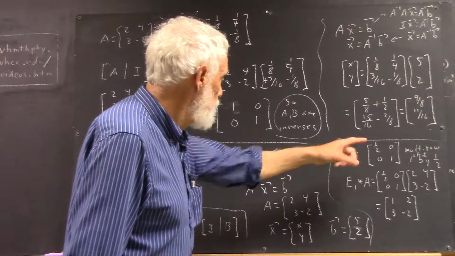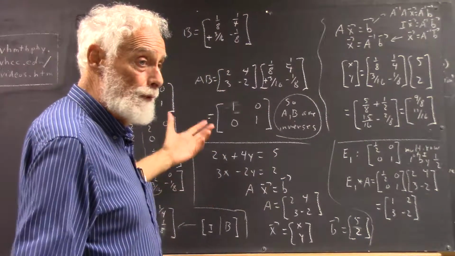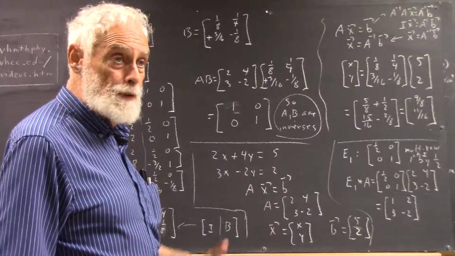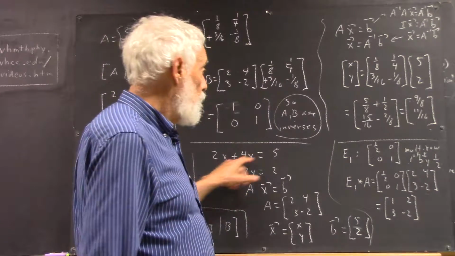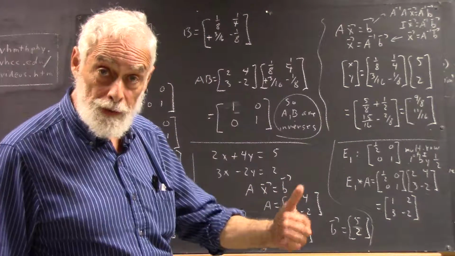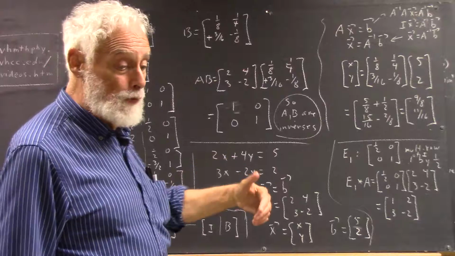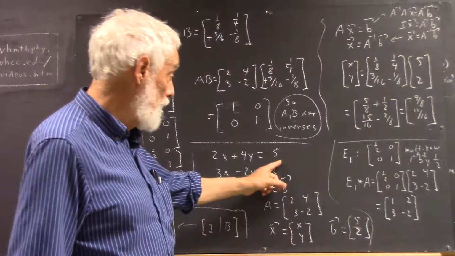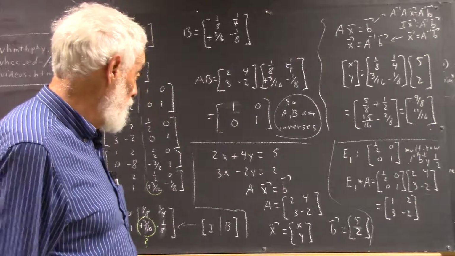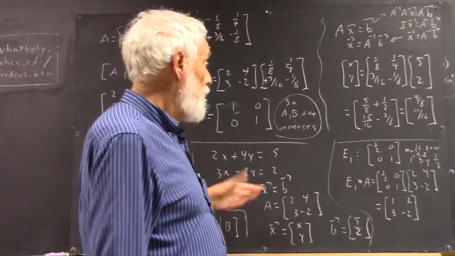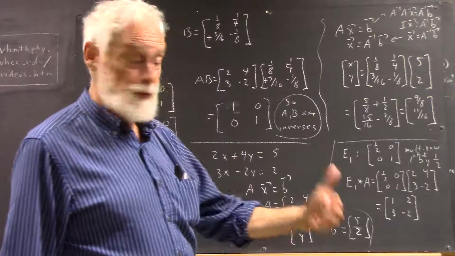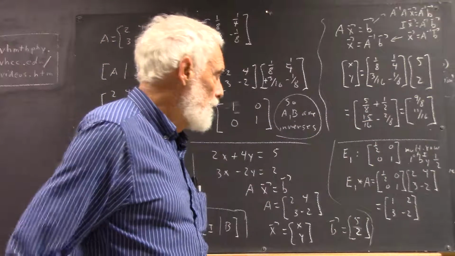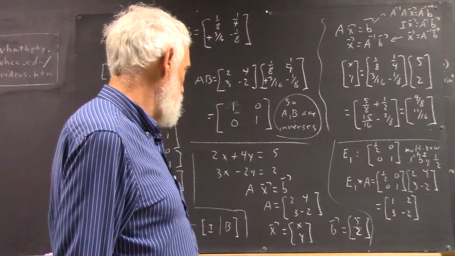Then we plug these numbers back in here, and everything works out. 2 times 9/8 is 18/8, which is 36/16. 4 times 11/16 is 44/16. 36 and 44 is 80, so we get 80/16, and lo and behold, 16 goes into 80 5 times. So that's verified. And then 3x, 3 times 9/8 is 27/8. Negative 2 times 11/16 is negative 22/16.